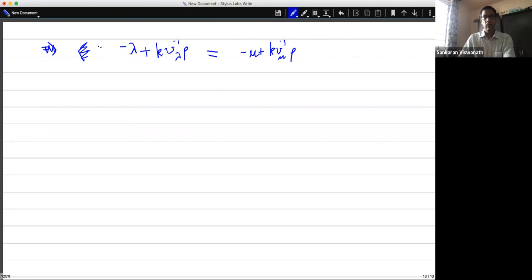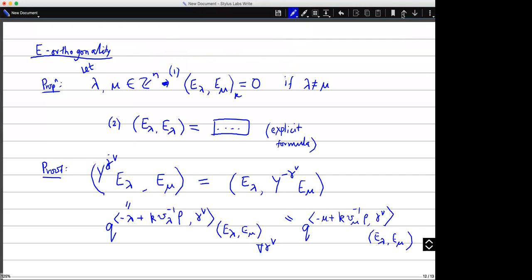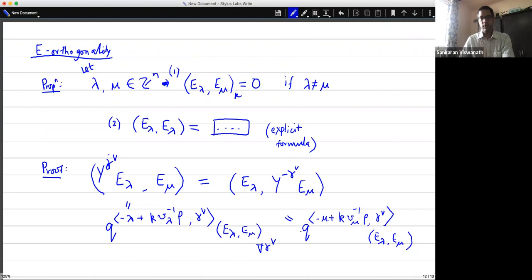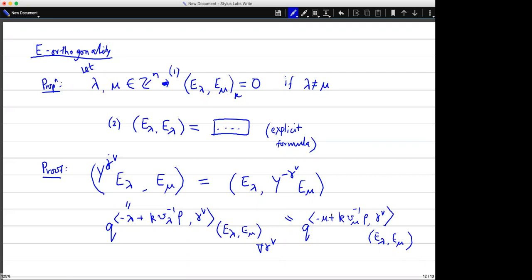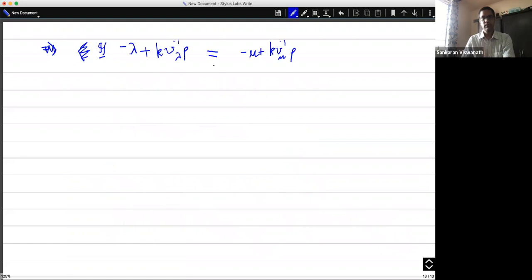Why do you want it for all gamma check? Isn't it enough for one of them? No, what do you mean by enough? All you want to know is that E lambda, E mu is zero. Yes, you have to prove it is zero. What I'm saying is this equation holds for all gamma check, and so he wants to find one for which it doesn't. Find one for which it is not equal. Ah, that's right. Thanks. Exactly. So if they are equal for all gamma check, it means they're identically equal as linear functionals. Suppose they're identically equal, then I claim that forces lambda equals mu. This means that the two eigenvalues are the same, lambda equals mu.